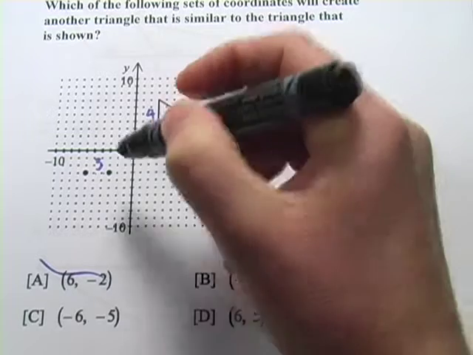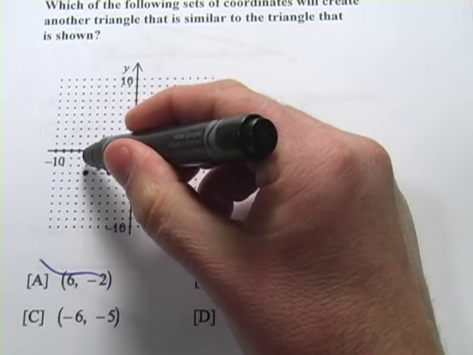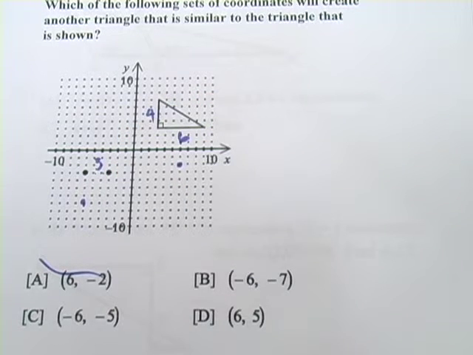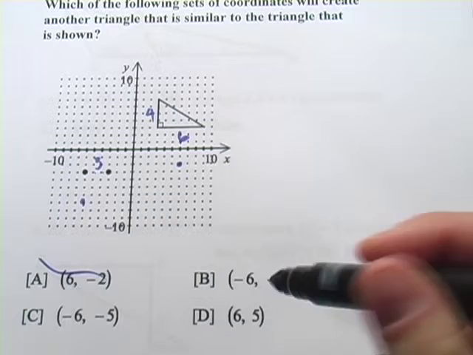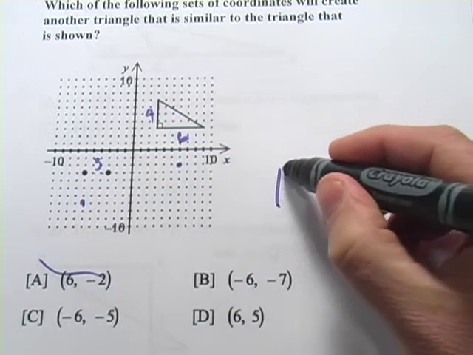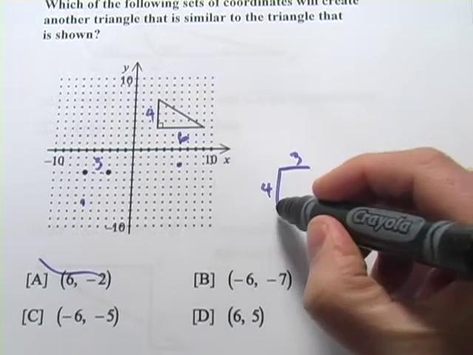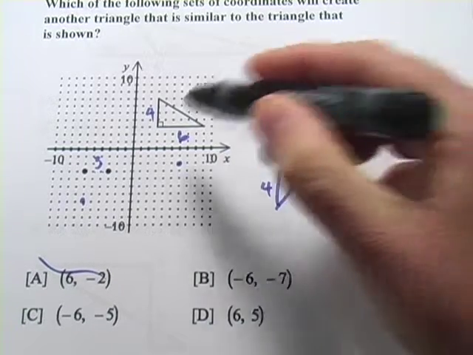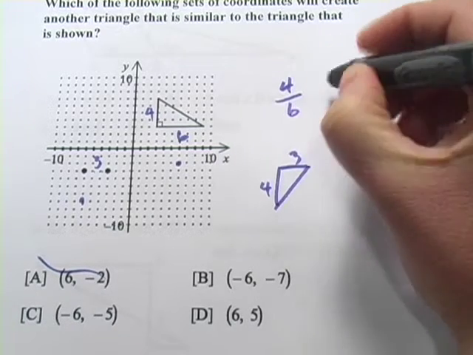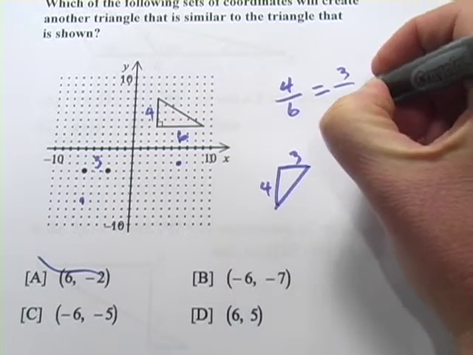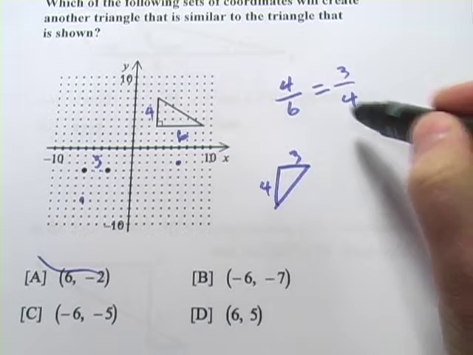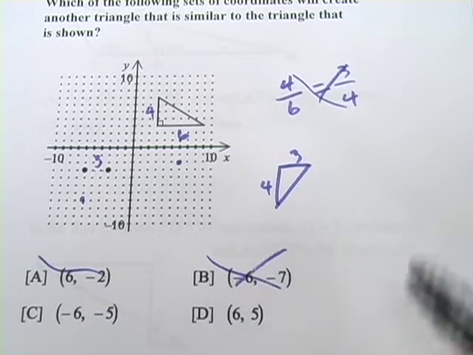B, negative 6, negative 7. 1, 2, 3, 4, 5, 6, and 1, 2, 3, 4, 5, 6, 7. So that looks like maybe a promising possibility. But let's count the points. We've got 1, 2, 3, 4. So this will be a triangle with one side of 4 and one side of 3. And if we set up a proportion here, short side over long side equals short side over long side, what you see is these don't really work. This is 2/3 and that does not equal 3/4. So that point doesn't work either.